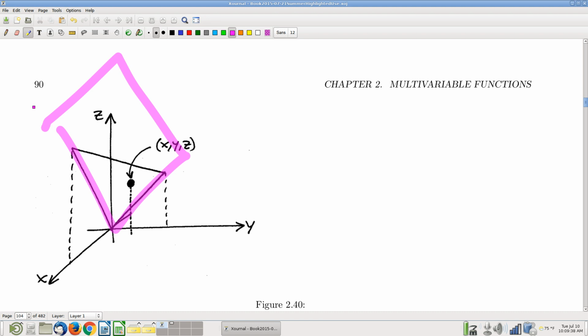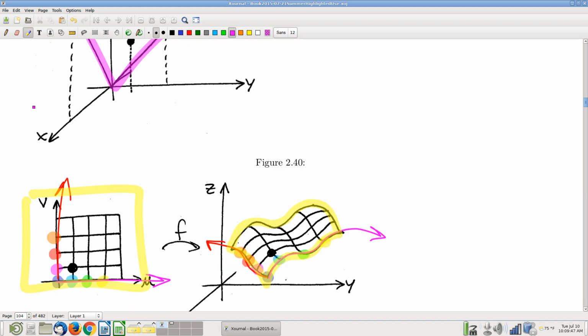Okay. All right, so this is called a parameterization of the surface. The surface is the image of the function. The function is a parameterization of the surface. Okay.